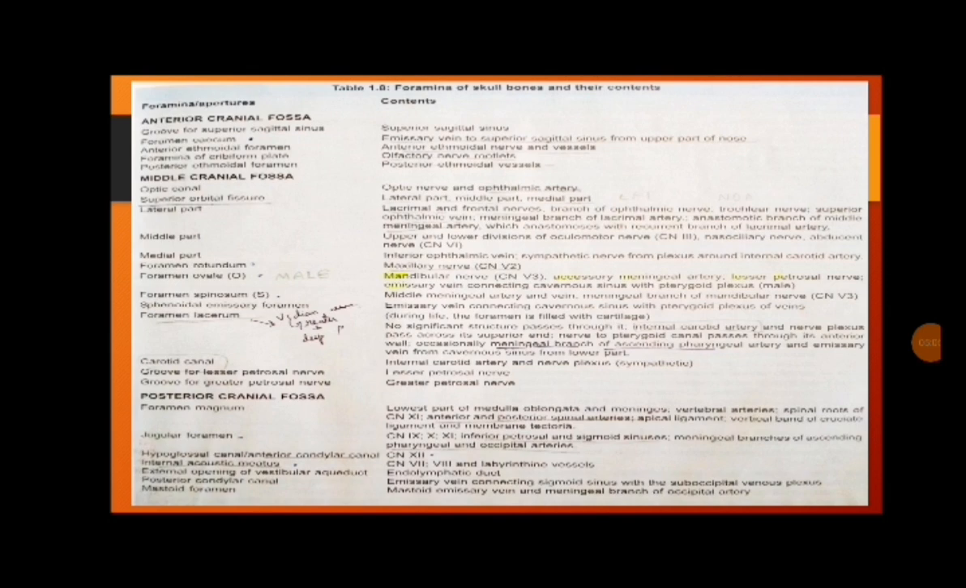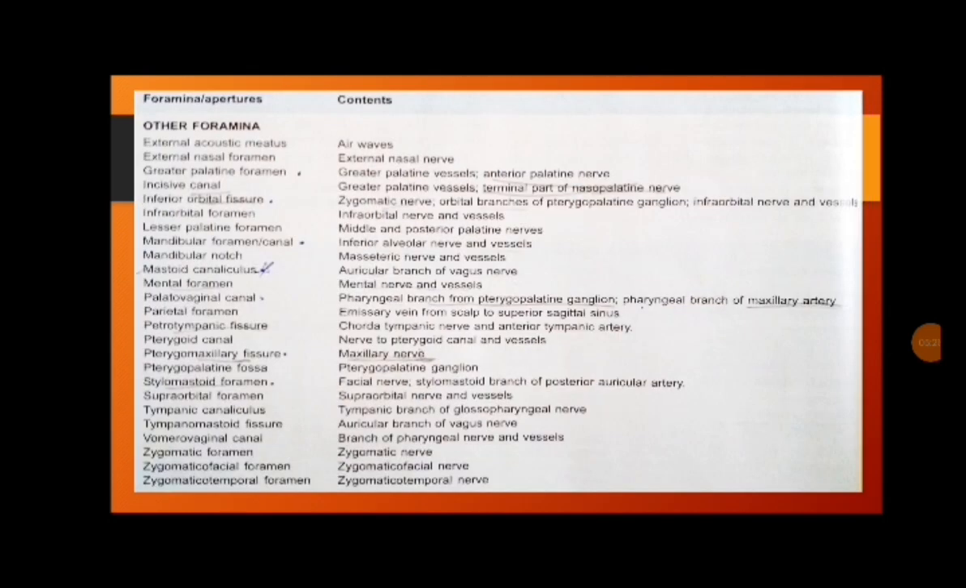Then next, the posterior cranial fossa. We have foramen magnum and jugular foramen, which we have seen just now. Then hypoglossal canal, internal acoustic meatus, external opening of vestibular aqueduct, posterior condylar canal, mastoid foramen. Okay. Then the other foramens.